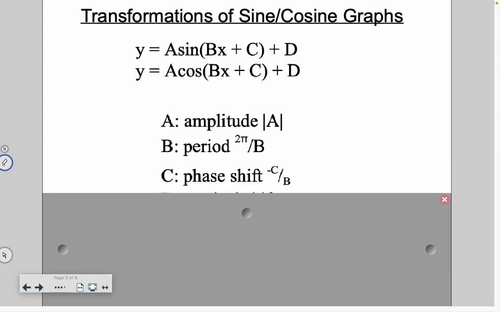Then we get into C. That deals with, for whatever reason, when you get into trig functions, when you do the sine and cosine waves, they call it a phase shift instead of a horizontal shift. It's quite literally the same thing, okay? To find your horizontal shift, you take the opposite of C and divide it by B. Okay? Opposite of C and divide it by B. I'll give you a second way to think about this, but that's your horizontal shift. Like I said, with trig functions, they call it a phase shift for some reason.